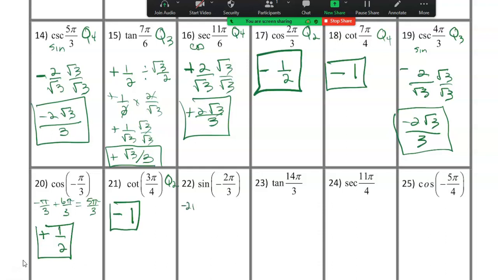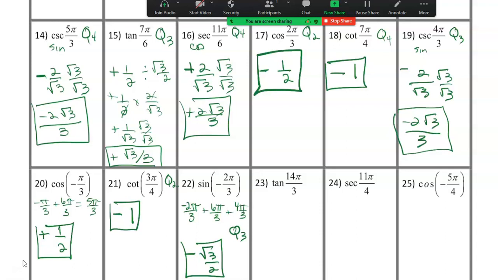Okay, sine of negative 2 pi over 3. Again, you can even kind of think about this or just add 6 pi over 3 to get the coterminal angle, which is 4 pi over 3. Okay, 4 pi over 3 is in quadrant 3. That's going to be a negative value for sine. Go up and look at pi over 3, which is the reference number. Grab the sine, which is root 3 over 2, and you are done.